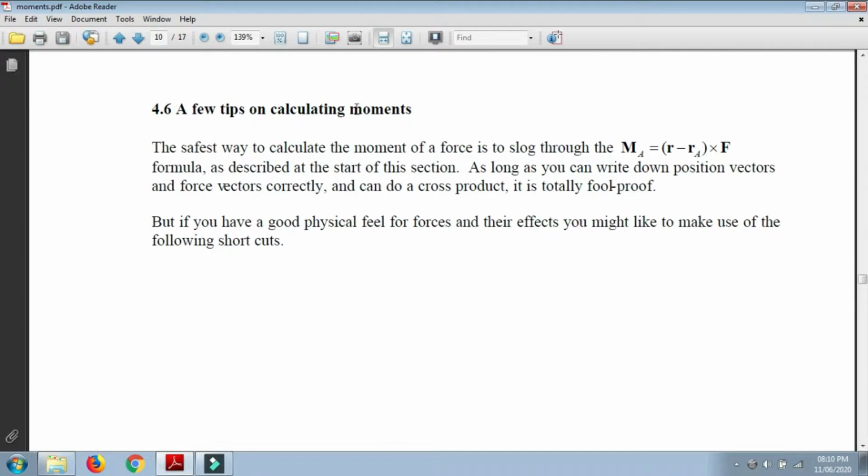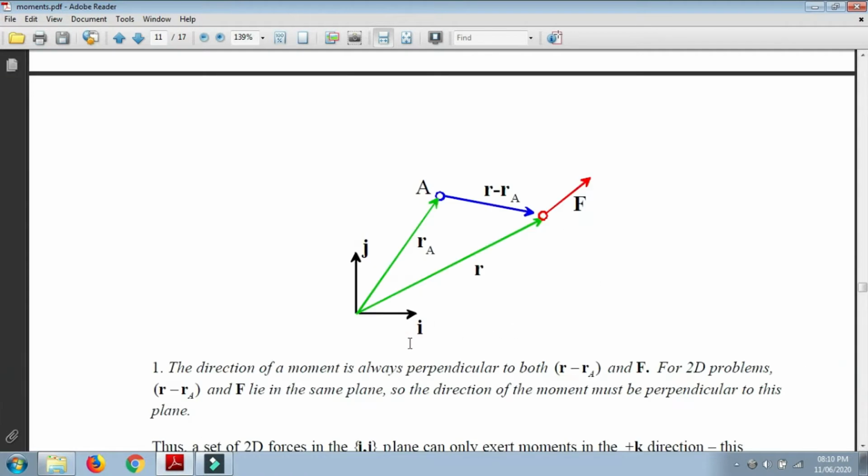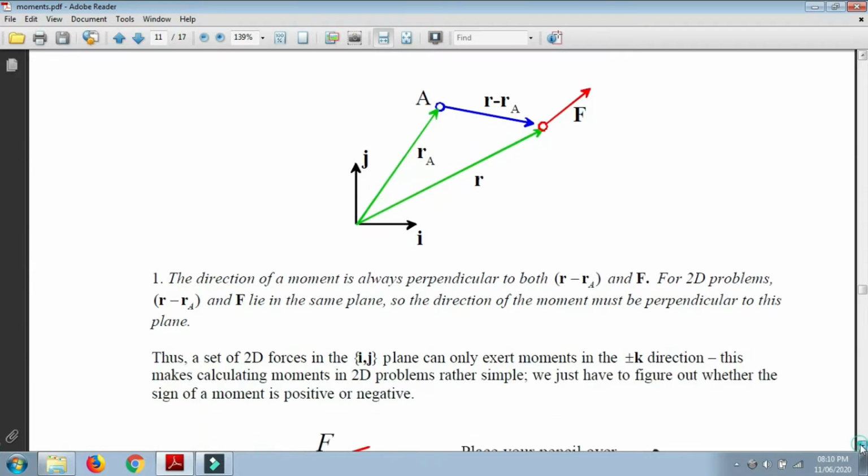Okay, another topic, just understand a few tips on calculating moments. The safest way to calculate the moment of a force is M_A equals (R minus R_A) cross F, which means wherever there are forces acting, from the origin we want to understand, take the position vector R minus R_A. Here they are trying to say the previous example I told you before when we started the topic of moments. The same thing is here.